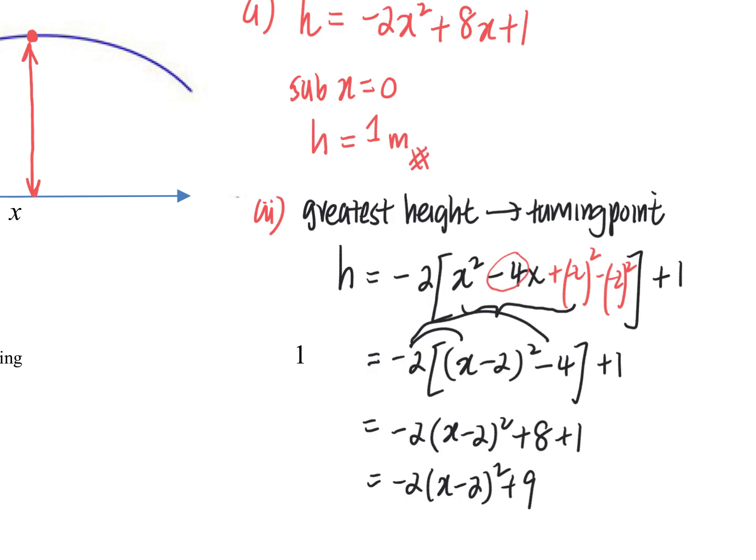Okay, so my maximum height is just the y coordinate here, which is 9 meters. I just want to emphasize, I marked some of your work for PMP 1.1. Remember, turning point is a coordinate, must have brackets. Some of you just write the x and y with a comma, no bracket. Then that's wrong.